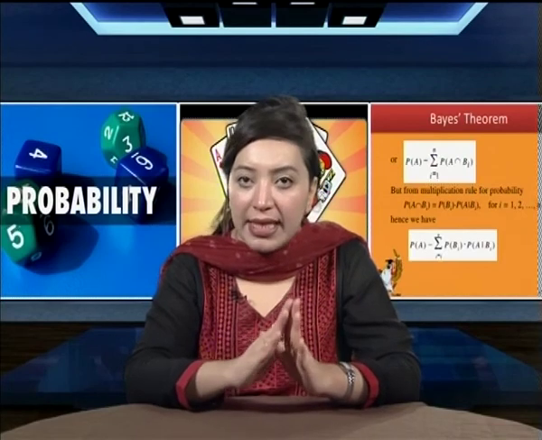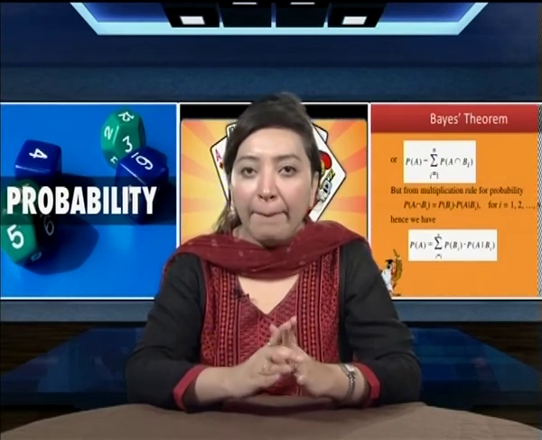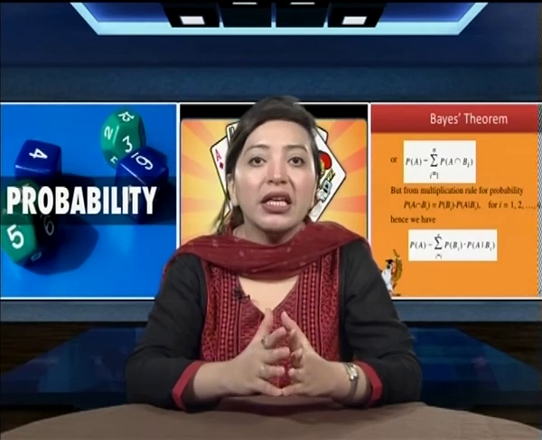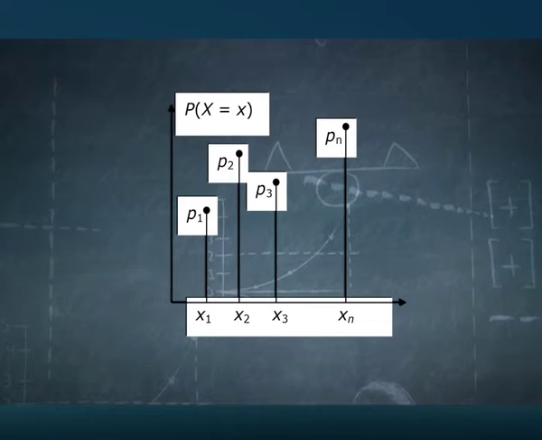Third note is, the probability distribution of a discrete random variable may be represented graphically as shown in figure A. The vertical lines at each value of x are constructed so that their heights are equal to the corresponding probabilities.